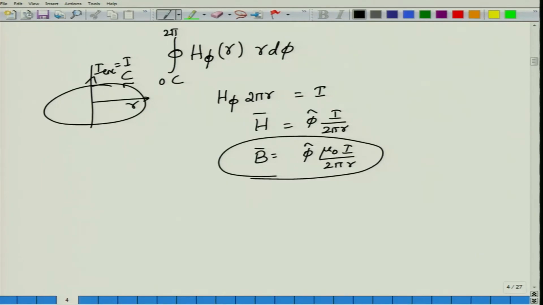So, we will show you more examples of magnetostatic field calculation in the next module. I hope you understand the previous calculations very thoroughly.